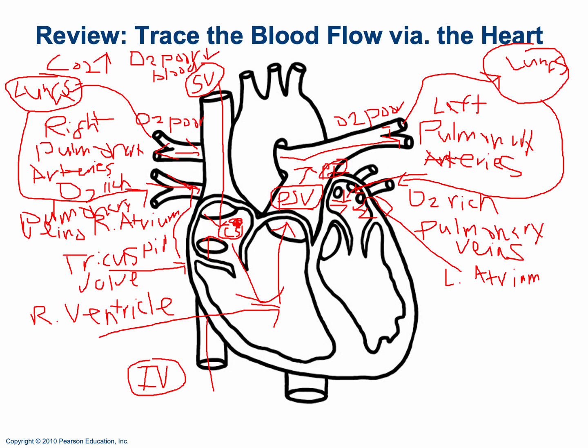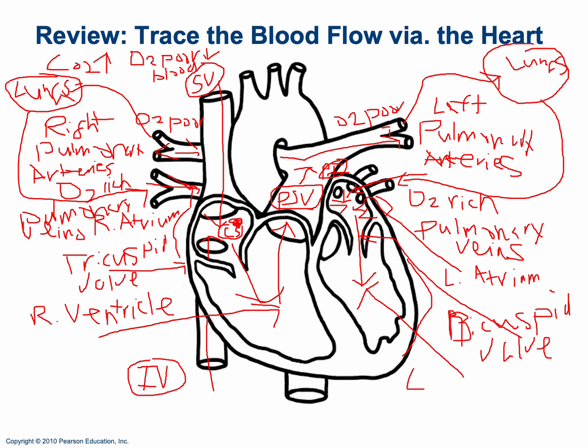From here, with enough blood volume and pressure building, the blood will eventually make its way through our mitral valve or bicuspid valve, whatever you're more comfortable with, I suppose. So bicuspid valve. And then the blood will eventually make its way into this really powerful heart chamber, which is the left ventricle.